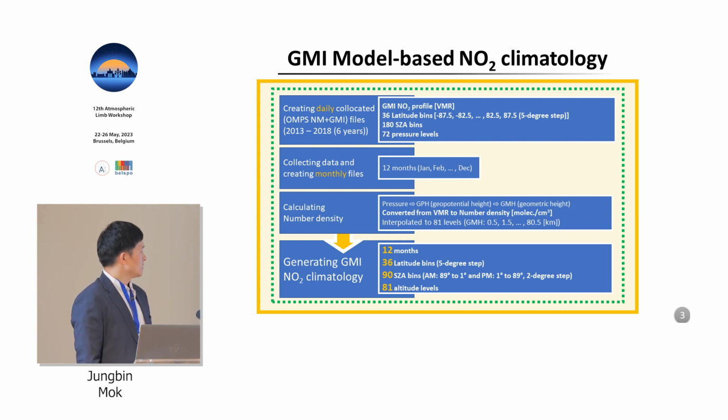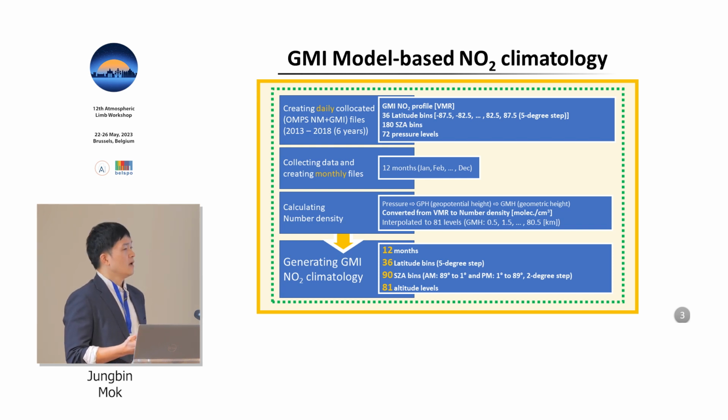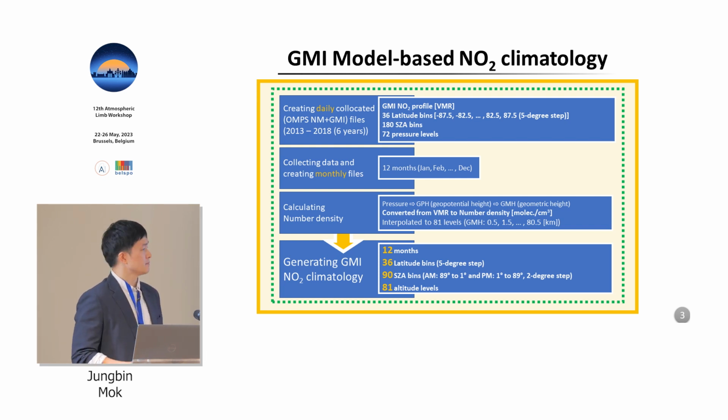The final generated GMI NO2 climatology is a function of 12 months, 36 latitude bins, 90 solar zenith angles and 81 altitude levels. Especially for solar zenith angle, we provide AM and PM due to the large diurnal variation of NO2. However, most of the solar zenith angle bins are empty because our collocation is based on the OMPS polar orbit, local time, and solar zenith angle.